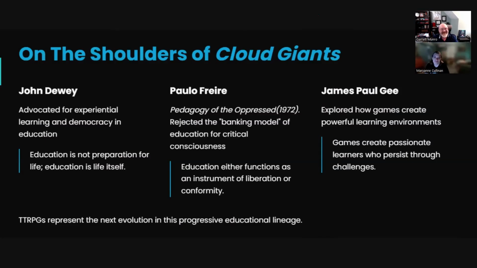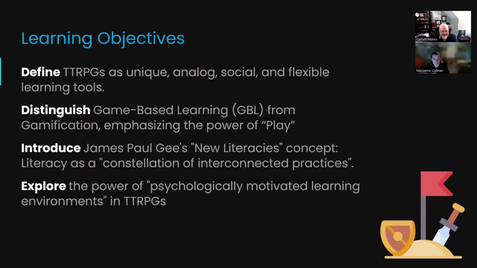Welcome to the movement, in what I think of as a disruptive, in a good way, development in critical and progressive pedagogy. So today, here are a couple of learning objectives. It's to define what tabletop RPGs are and understand them as a unique analog, social, and flexible learning tool. We're going to really distinguish two terms, and this is a little bit of a hobby horse of mine, something of an academic artifact: distinguishing between game-based learning, or GBL, and a word called gamification. And we're going to discuss the 7 properties of play.